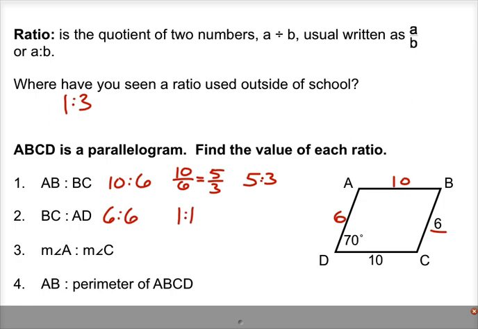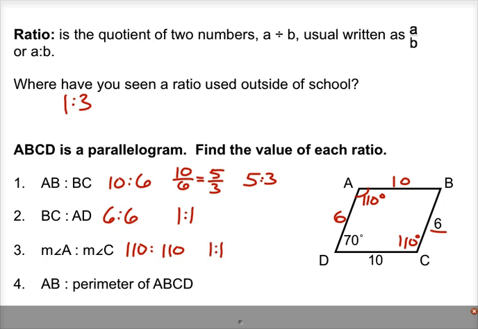Number 3, the measure of angle A to the measure of angle C. The measure of angle A, since it is a parallelogram, side interior angles have to be supplementary. So since angle D is 70, angle A is going to be 180 minus 70, which is 110. Angle C, I know opposite angles are congruent, so angle C is also 110 degrees. And 110 to 110 reduces to 1 to 1.